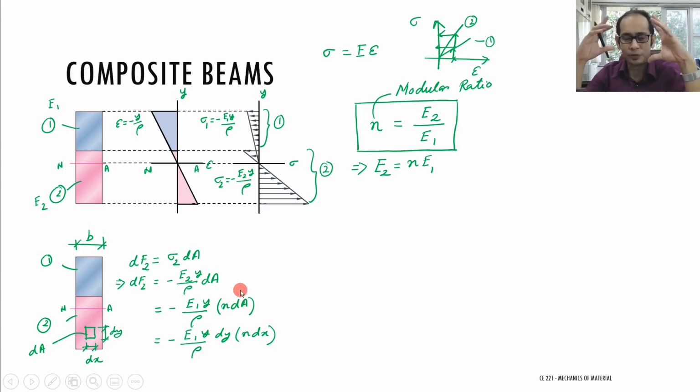So what I have done over here is that I have transformed material 2 into material 1 that you see over here. Now if I do not want the height of the section to change, I have to keep my dy's constant, because dA is dy times dx. So the only way for me to bump up this area is to increase the width. I have to increase the dx. So whatever was dx becomes n dx now.